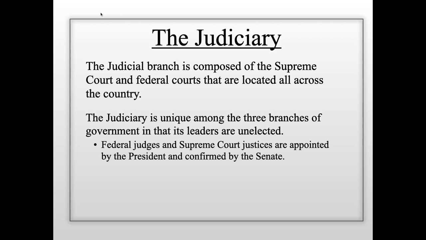And we talked about that in the last lecture, how the Senate has a special authority to confirm several kinds of people that are appointed by the president, including federal judges and Supreme Court justices. So the judicial branch is very, very different, because none of the leaders in that judicial branch, all these judges, and there are hundreds of them in the United States, are elected.